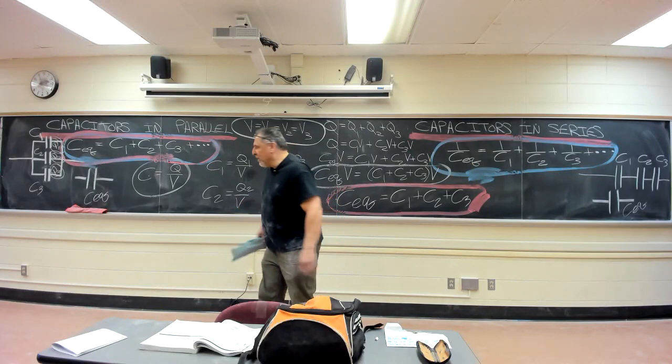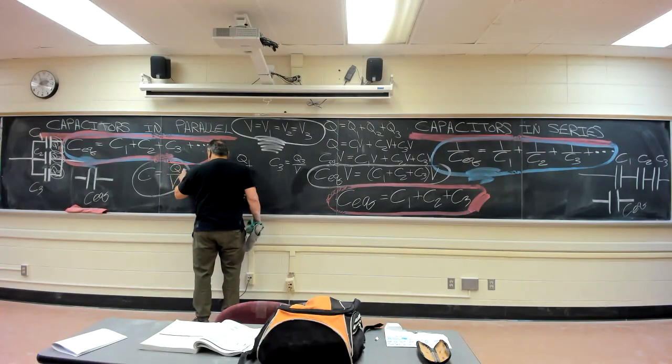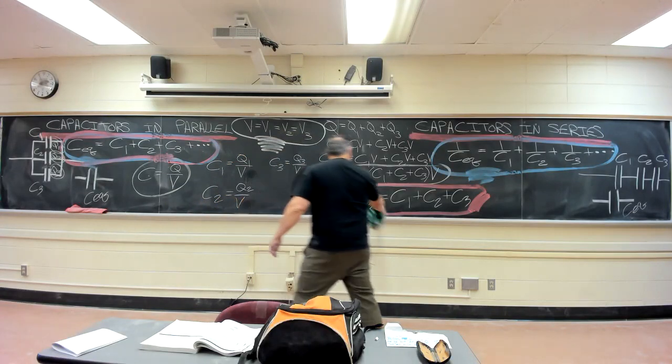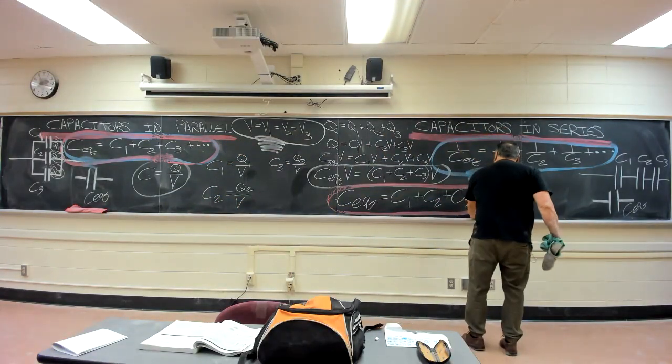Well, wait a minute, though. Q1 is C1 times V. Q2 is C2 times V. Q3 is C3 times V. Altogether, you divide by V, it sums right here. Another way to look at it. Okay, let's take it to the end, guys.